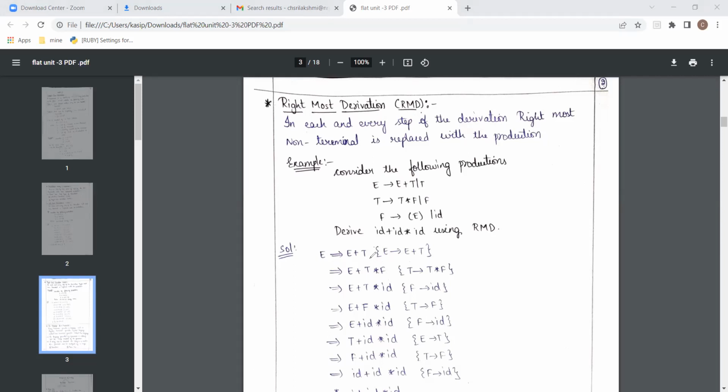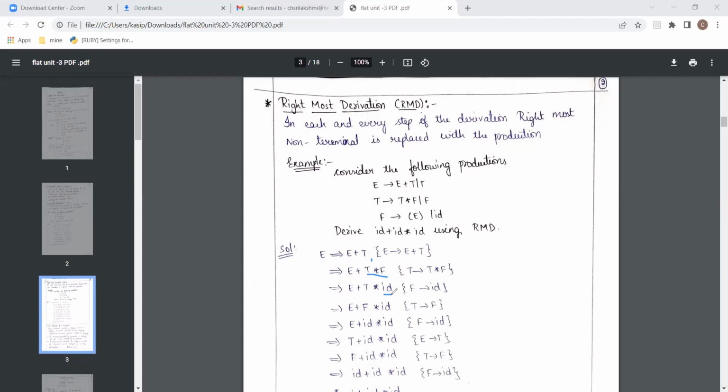So here E plus T is first. I am going to take the production E tends to E plus T. In place of E, I am substituting E plus T. And after that, I have to derive from the right hand side, which means this side. So that is T into F. In place of T, I am replacing T into F here. After that, in place of F, I am going to substitute ID here. Okay, so that is ID.